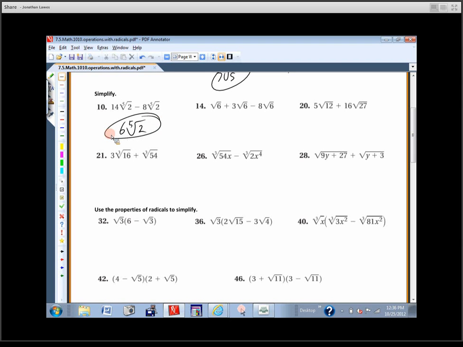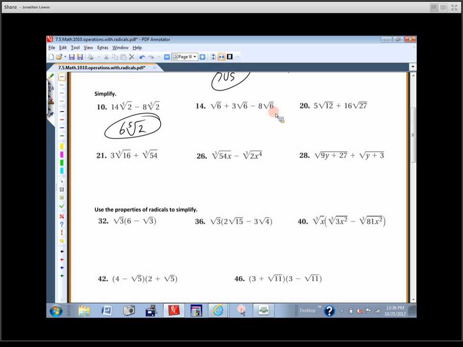Again, don't get in the habit of not writing that index. If that's a fifth root, it's going to be wrong unless you write that in there. If you write 6 radical 2, that's the wrong answer. You've got to have that correct index in there. Any questions?